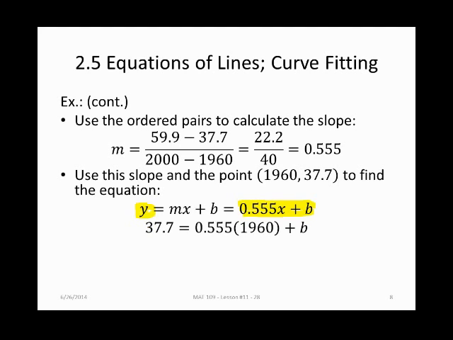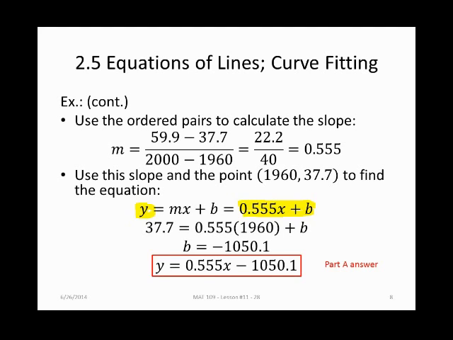The way I find the value for b is I take these two values from this point, and I put the x value in here, and I put the y value in here. If I do that, I have this. This equation then can be solved for b. We do that, we get b equals minus 1050.1. Now we're going to take this value and substitute it back in here. And when we do that, we wind up just with x and y in our equation.